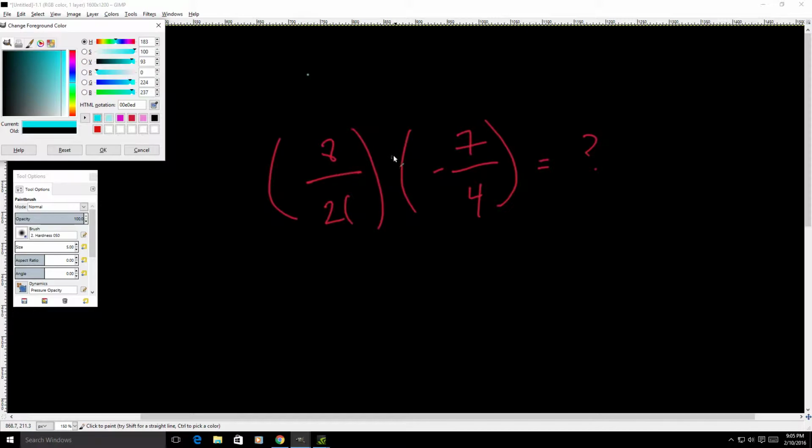In this case, just so I'm more comfortable with it, I would rewrite 8 over 21 times negative 7 over 4. And since you're multiplying fractions, you can just multiply across. So you could get the answer here: 8 times negative 7, you get negative 56, and 21 times 4, you get 84, and you simplify. But I'm going to try to simplify this out first to make the problem simpler.